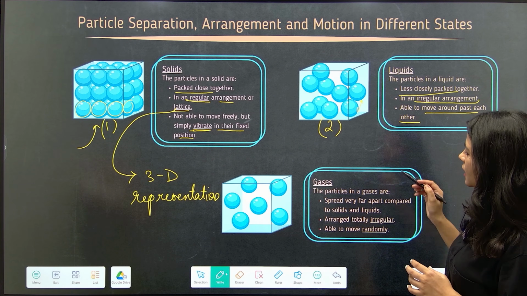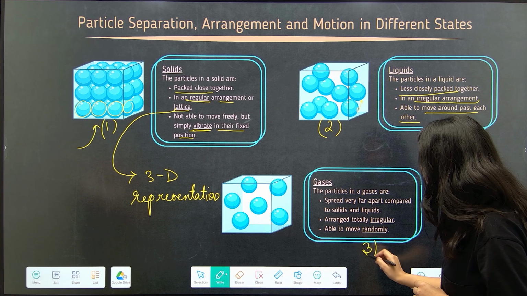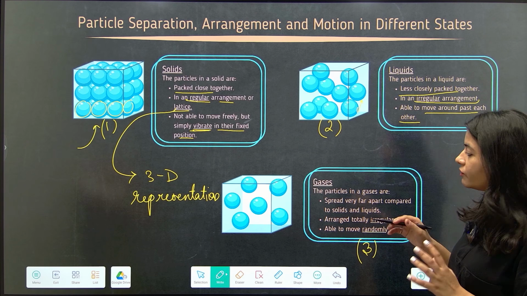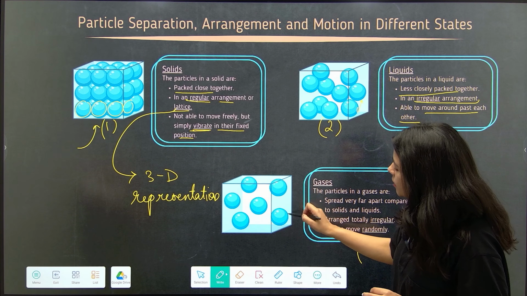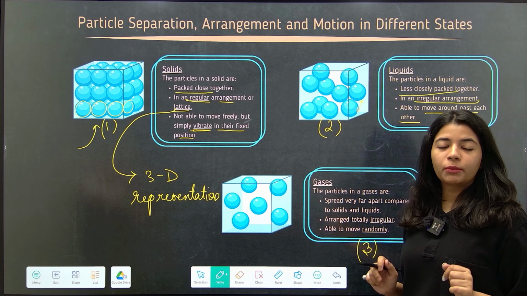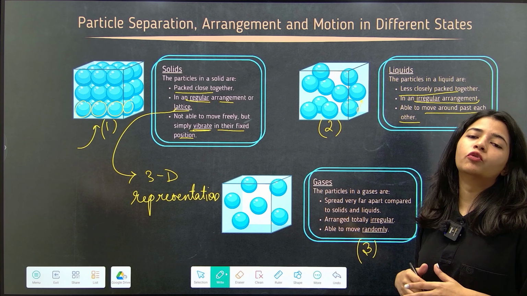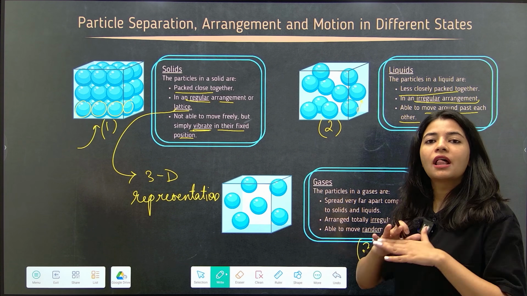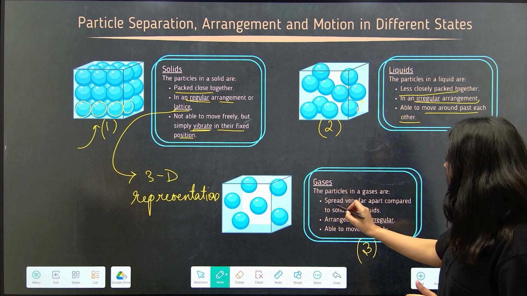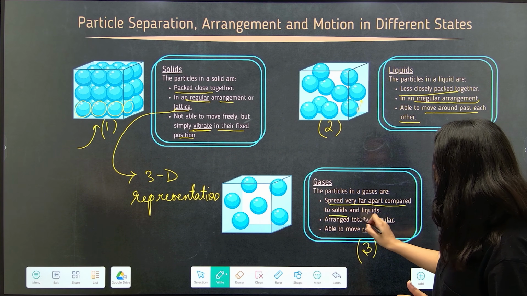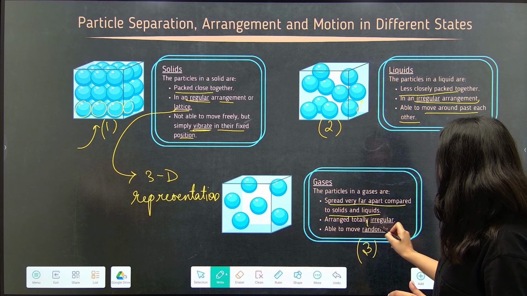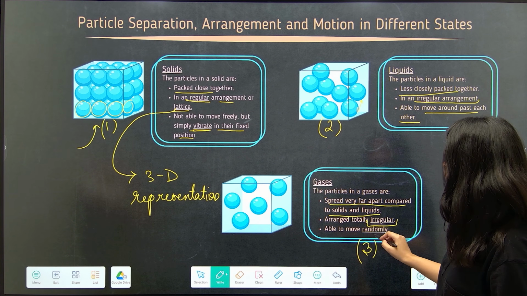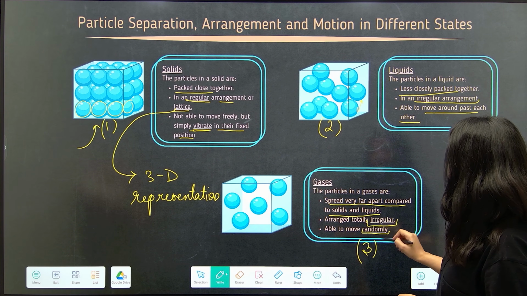Okay students, now your third state of matter is gases. If you can see in this diagram, the particles are far apart from each other and they can easily move. Why? Because the intermolecular spaces between them are large. They are spread very far apart from each other, arranged in an irregular form and easily movable.